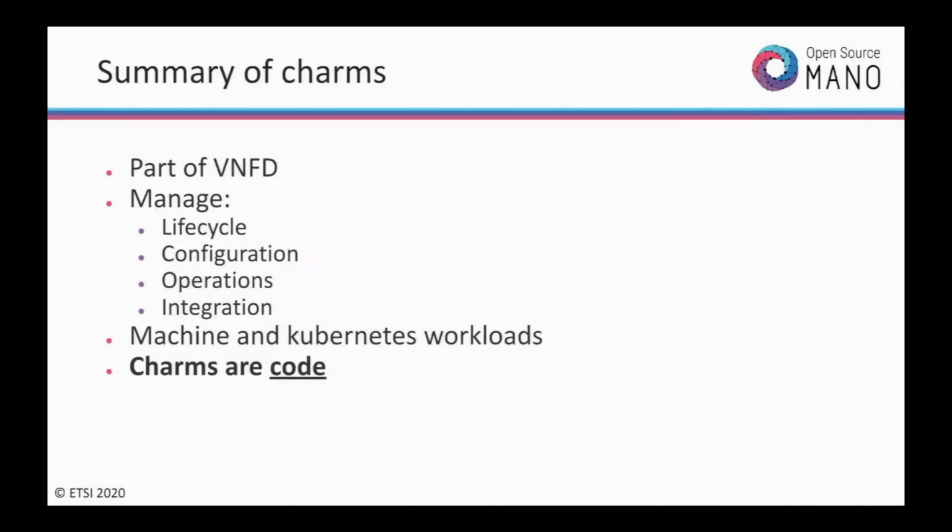Okay, so to make a summary: the charms are part of the VNFD, the VNF descriptor, and they can manage lifecycle, configuration, operations, and integration. We also have the ability to write charms for both operating machines and Kubernetes workloads. So this gives us a very huge advantage, because by learning once how to code the charms, we can easily target legacy machines and Kubernetes workloads and make a clean transition from one to the other.